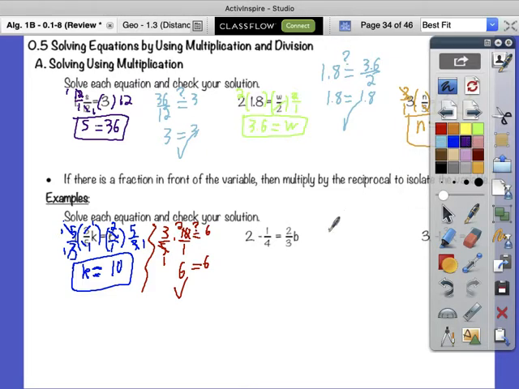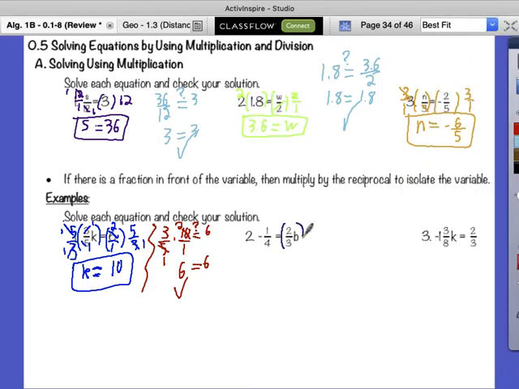Let's talk about this one up here. So we're going to multiply by what on this side? Not 2/3, but 3 over 2, the reciprocal. Because what's going to happen with the reciprocal when it multiplies? The 2 is going to simplify, the 3 is going to simplify, and we're just going to be left with b, which is exactly what we want.